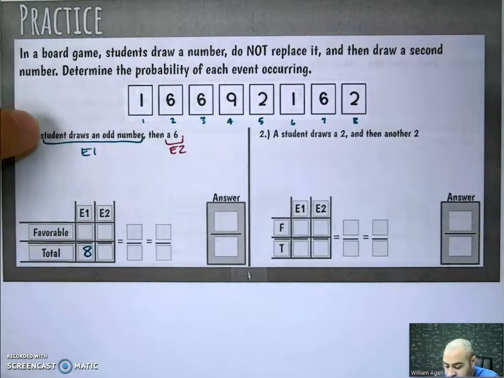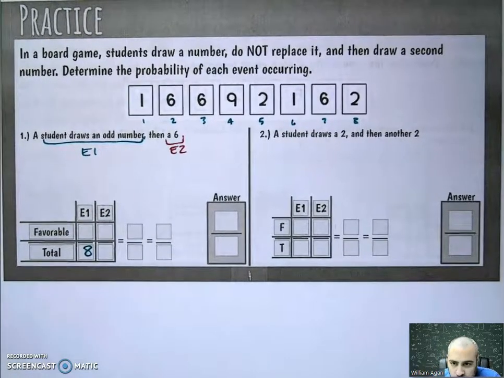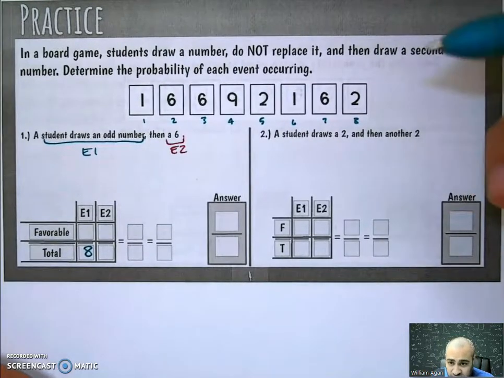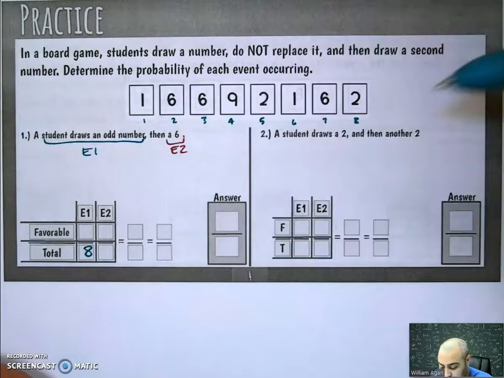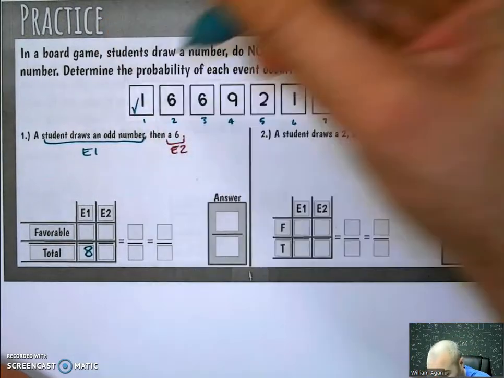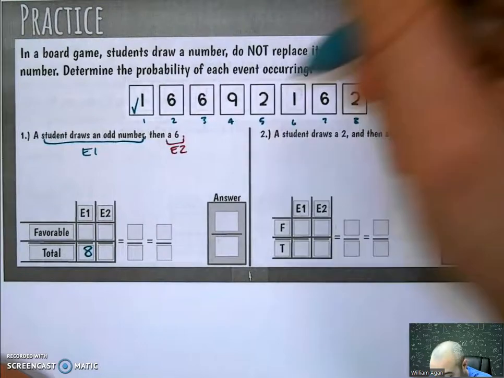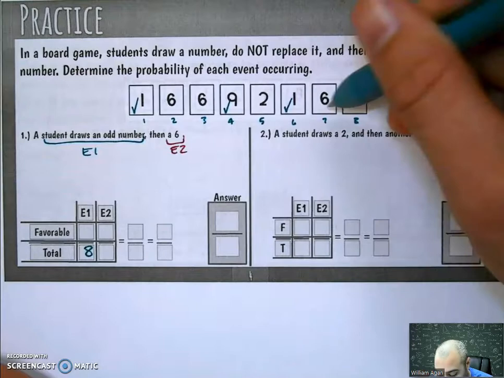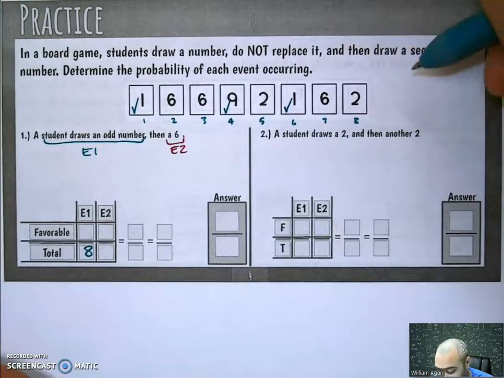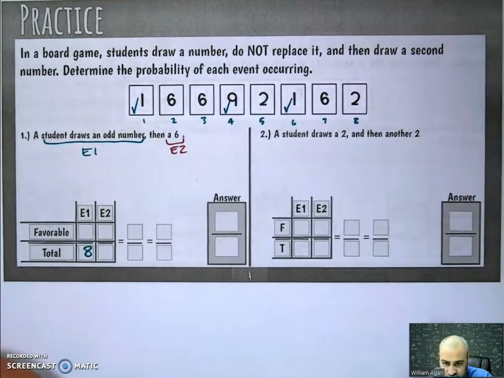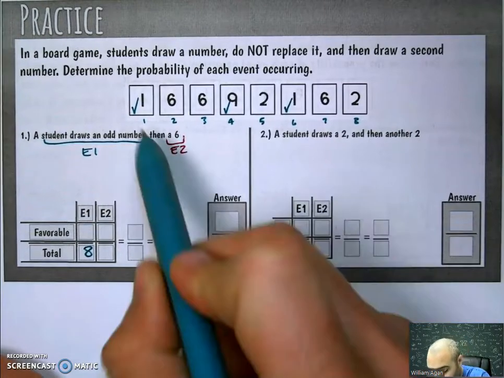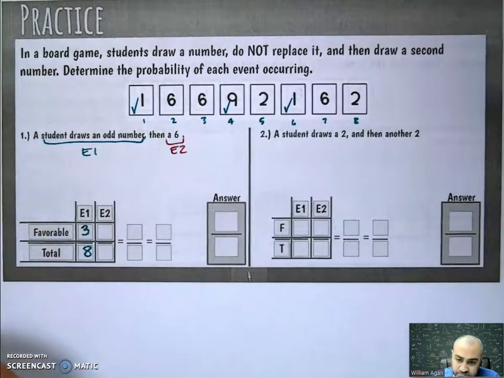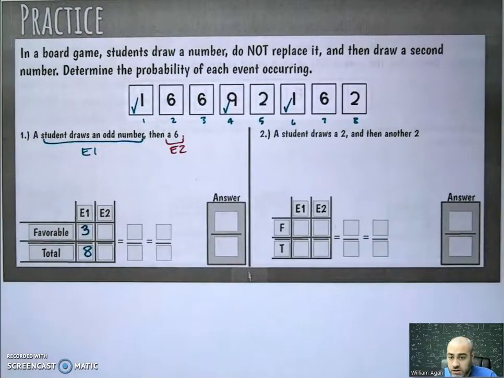So for event 1, if he wants an odd number, those are your favorable. So I'm going to put a little check on all of the favorable outcomes, all the ones that are odd numbers. So 1, that's odd. 6, no. 6, no. 9, yes, that's odd. 2, no. 1, yeah, that's odd. 6 and 2, no, those are even. So how many odd numbers do I have? 1, 2, and 3. So that's 3 out of 8. Okay?